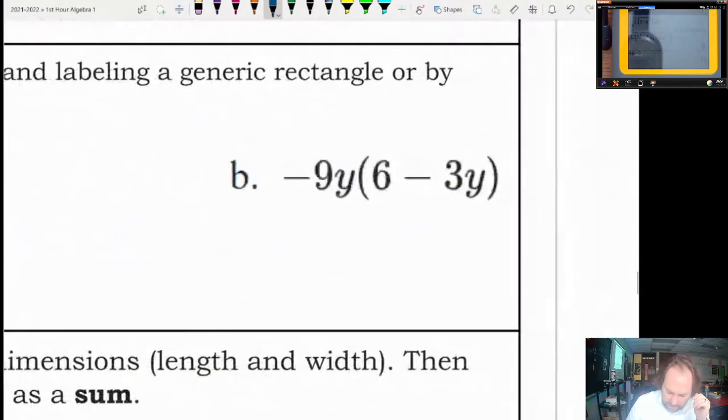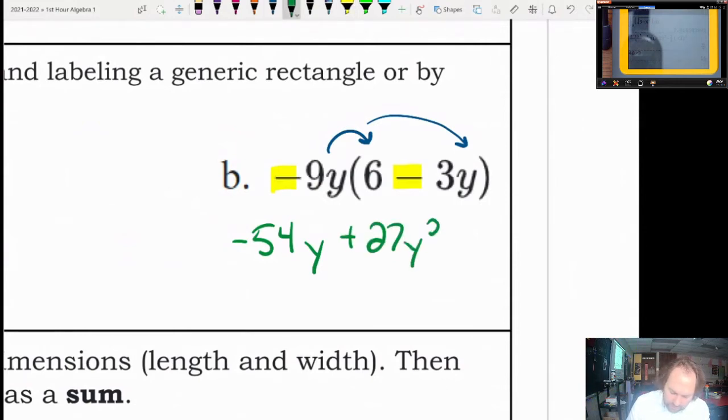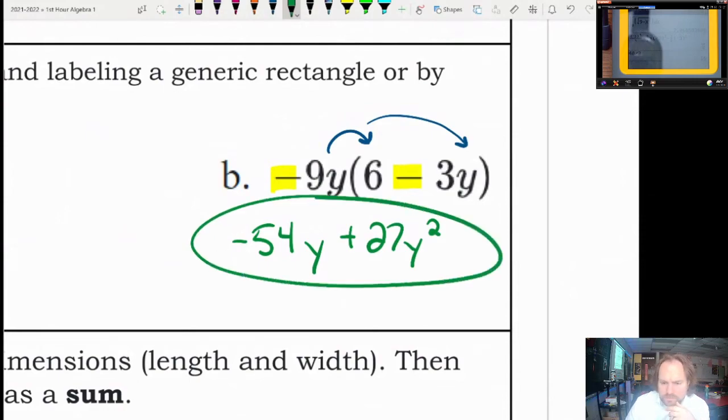Over here you're going to multiply those. For the first part, you're going to have negative 9 times 6, negative 54 times y. And then please be careful here. You've got negative times negative. That's going to be a plus. 9 times 3 is 27y squared. And there you go. Okay.